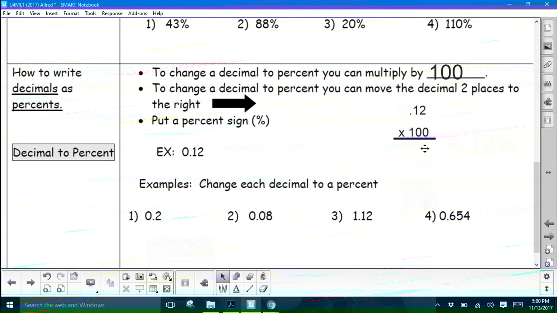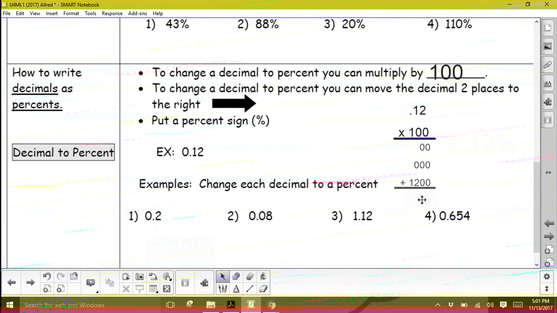0 times 0, 0 times 2 is 0, 0 times 1 is 0, 0 times 2 is 0, 0 times 1 is 0. I got 2 rows. I'm going to bring down 2 zeros for the last row. 1 times 2 is 2, 1 times 1 is 1. I'm going to add up all my columns. Okay, and I've got 1200, and I'm going to move my decimal 2 places to the right.